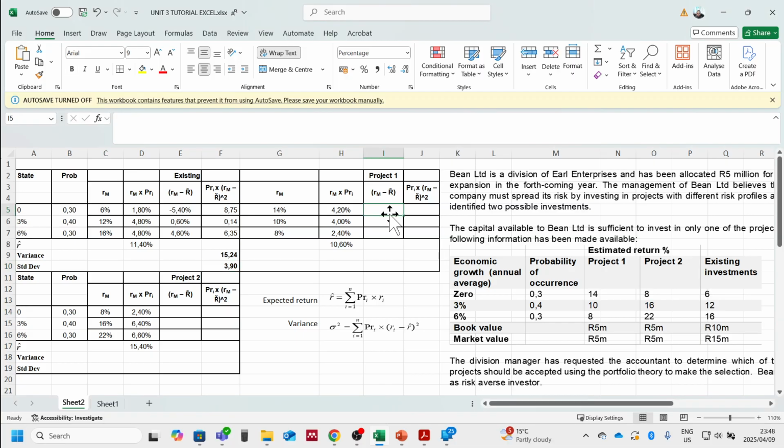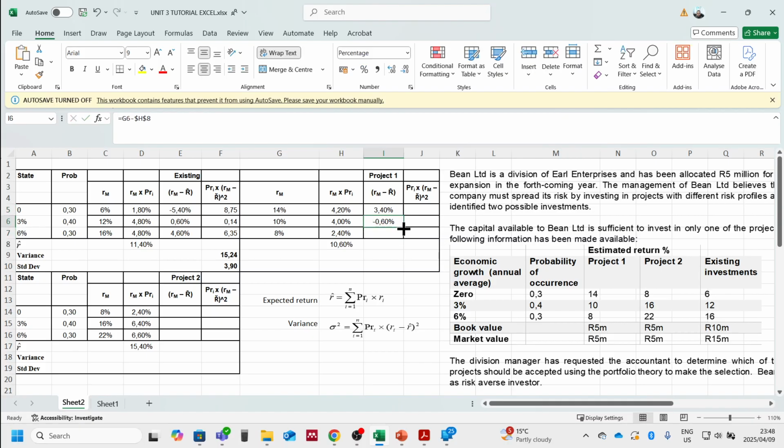So looking at project number one, we're going to say that for deviation, it's the anticipated return minus the expected return. This means that we're deviating by 3.4%, which is a negative outcome. Negative outcome meaning that from 14 to 10% we are going downwards.